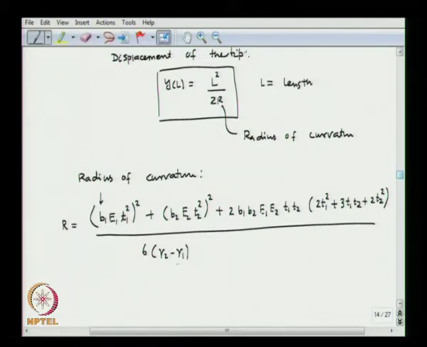So, this is the expansion coefficient difference between bimetal 2 and 1, into delta T, beta 1 B1 B2 into E1 E2 T1 T2 into T1 plus T2. Okay. So, that is the expression for the radius of curvature R.